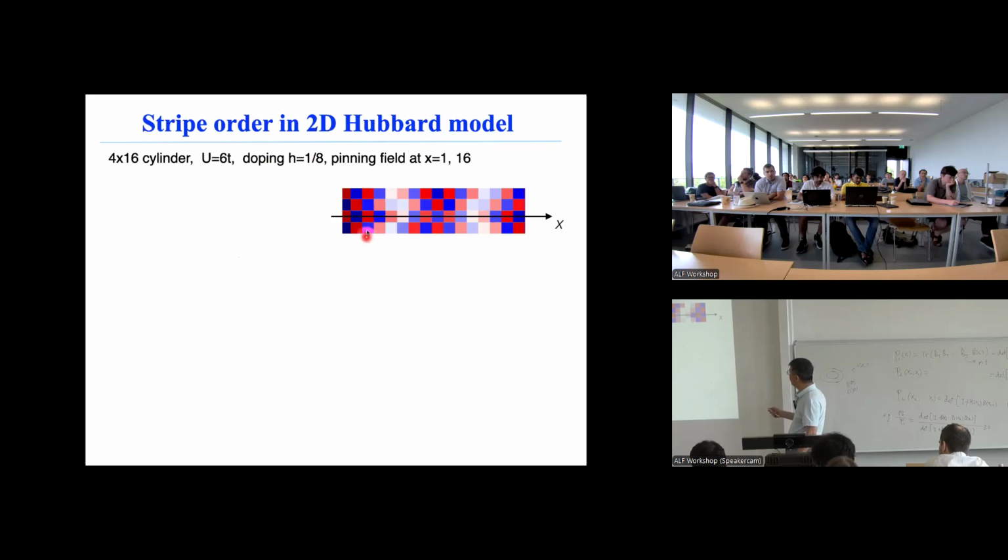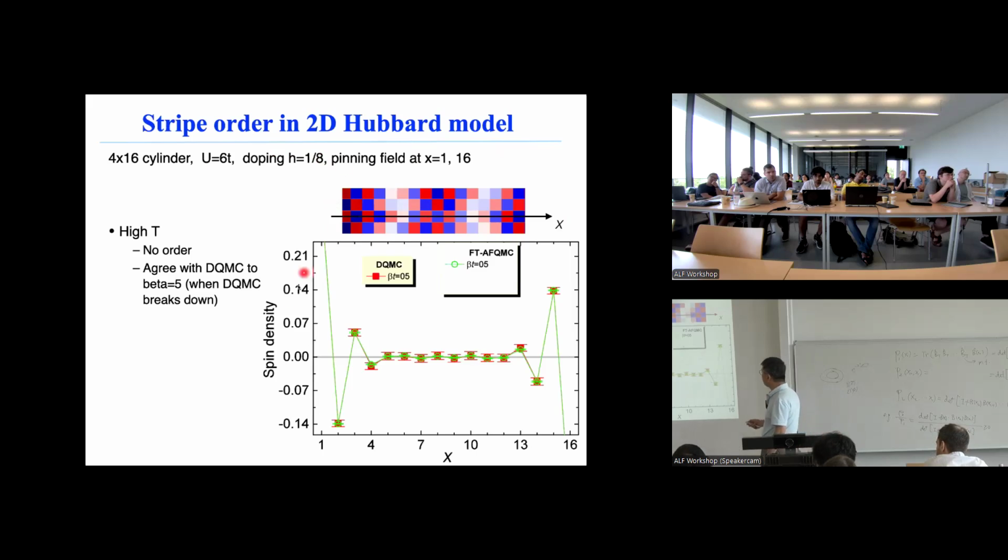So this is 4, periodic. You close it as a cylinder, and it's open along the x direction. And you do a line cut to monitor the ensuing spin correlation. So this is what happens at high temperature. There's the DQMC answer, the BSS answer, the red with the error bar, and the green is the constraint answer.